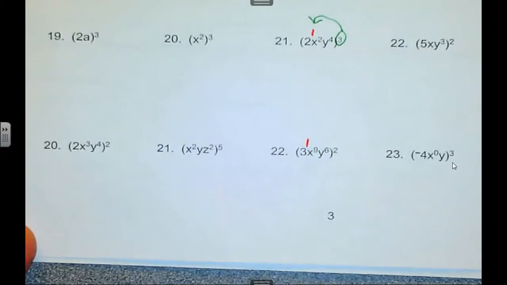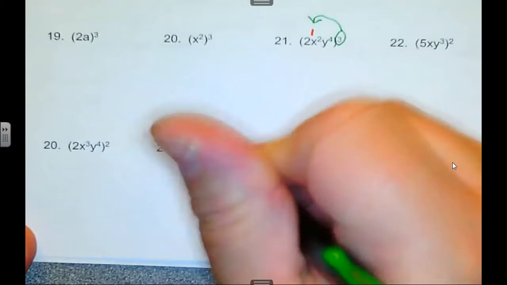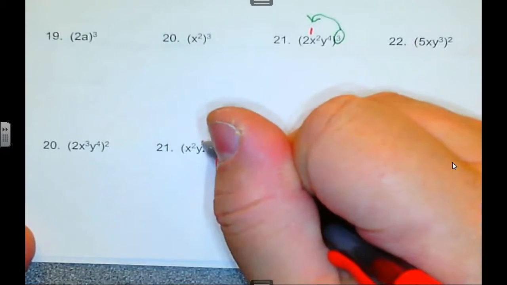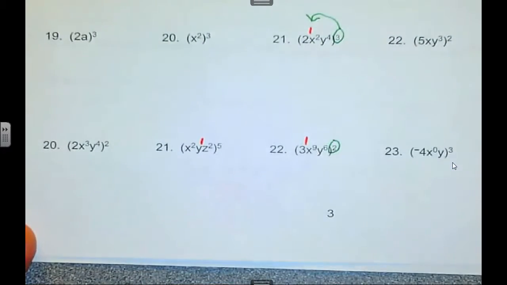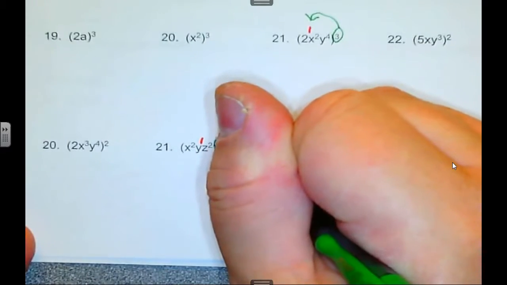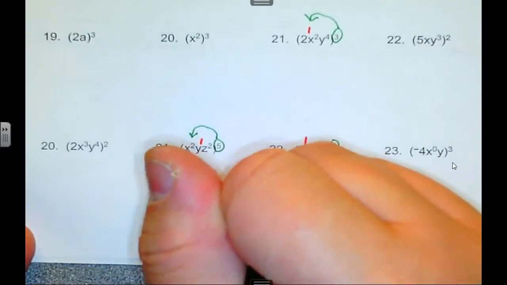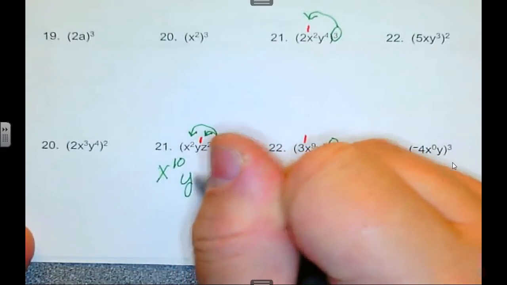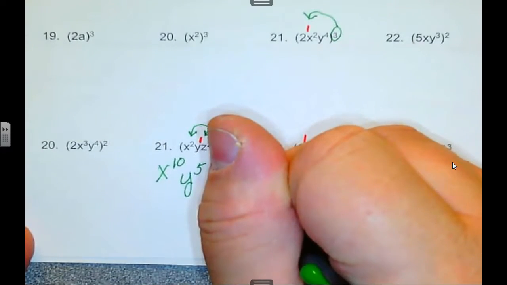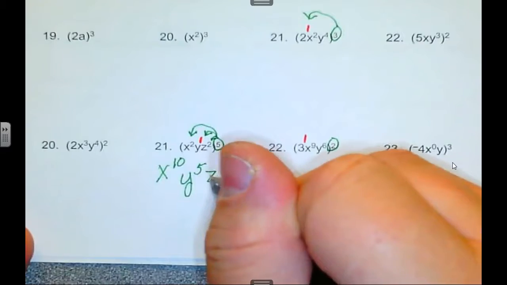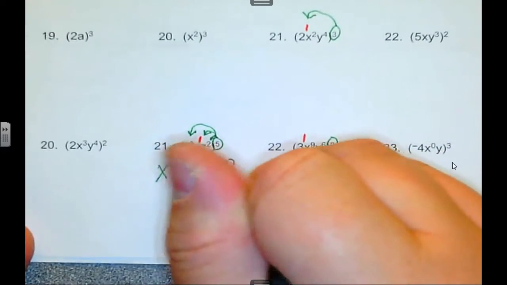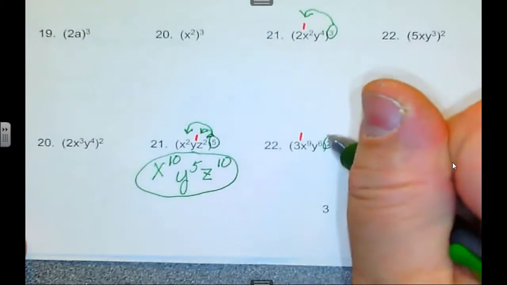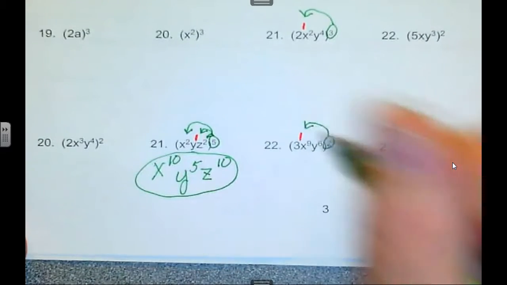Okay, so 2. How about this 21? Yeah, that's another variable, so let's put a 1 there. 5 times 2, x to the 5 times 1, and z to the 2 times 5, 10. Like I said, if there's anything in there without an exponent, it's 1.